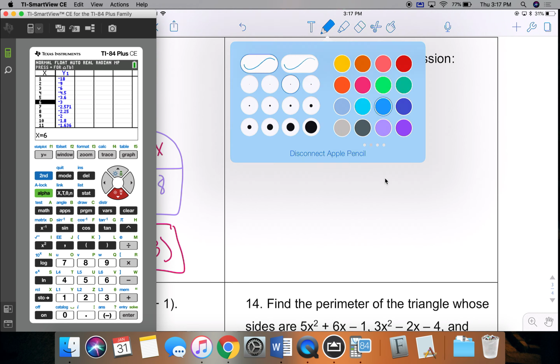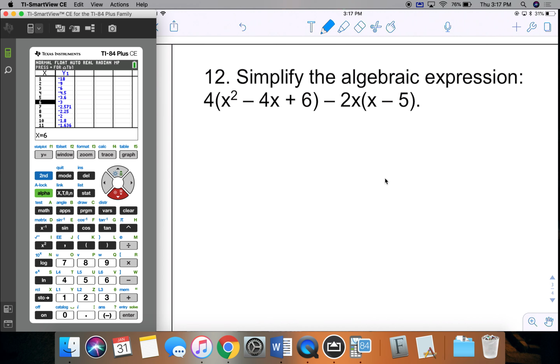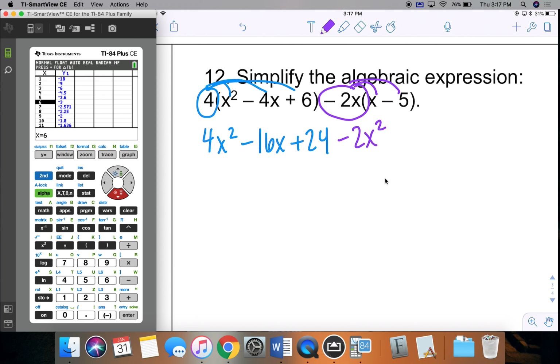Problem 12 asked me to simplify this algebraic expression. So I'm going to take 4 and distribute it. So 4 times x squared, 4 times negative 4x, and 4 times 6. I'm going to do the same thing with negative 2x. So negative 2x times x is x squared. Negative 2x times negative 5 is a positive 10x. And then I finish by combining like terms.